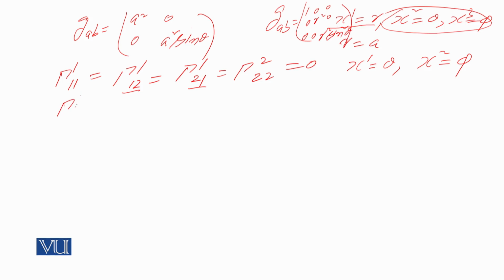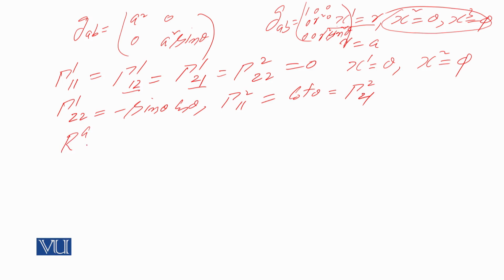And the non-zero ones can be found like this: Γ^1_22 is equal to minus sine theta cos theta, Γ^2_11 is equal to cot theta, which is equal to Γ^2_21. So these are the non-zero Christoffel symbols. So now we can calculate the Riemann tensor.